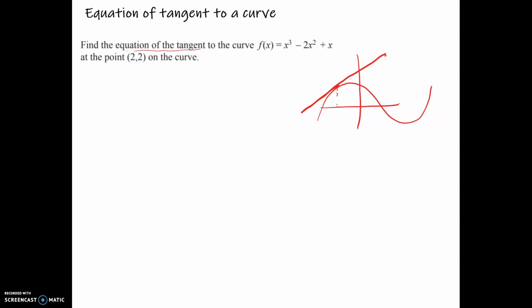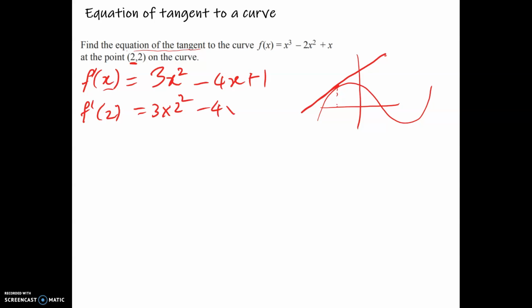So to do that, I need to differentiate first. So f dash of x equals 3x squared minus 4x plus 1. The next step is, I know that x is 2, so I'm going to replace x with 2 to work out the gradient at that point. So 3 times 2 squared minus 4 times 2 plus 1, which gives us 12 take away 8 plus 1, that's equal to 4 plus 1, which is 5.